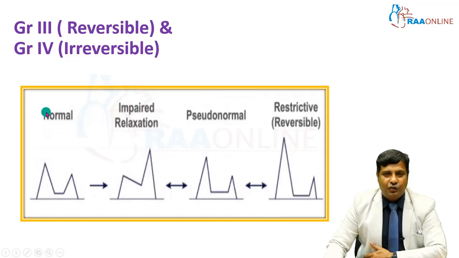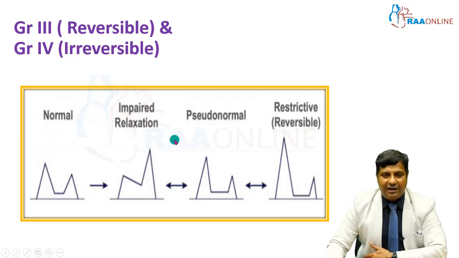So basically this is what the waveform is, the different waveforms and how they are produced. In normal, always the E wave is bigger than the A wave. In impaired relaxation, that is grade 1, the E wave, the early filling, goes down and the atria compensate. As a result, the A wave becomes bigger.